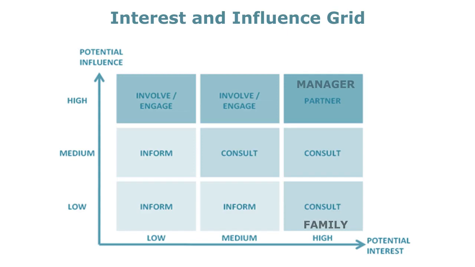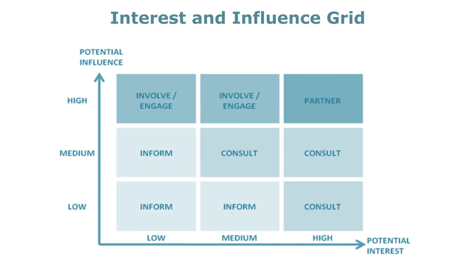Someone's position on the grid shows you the actions you have to take with them. High influence, high interest stakeholders are your key partners. They should be fully engaged and perhaps even recruited onto the project team. Depending on your idea, your project team should include representatives from each discipline. For example, you might have someone from IMT or a nurse.